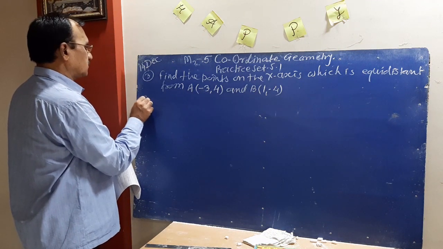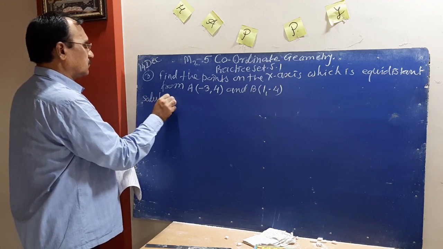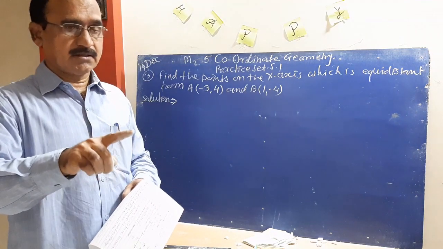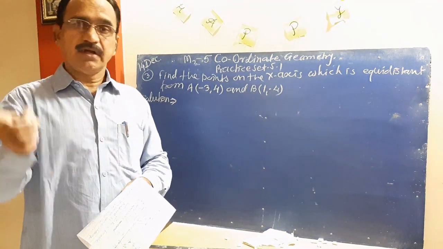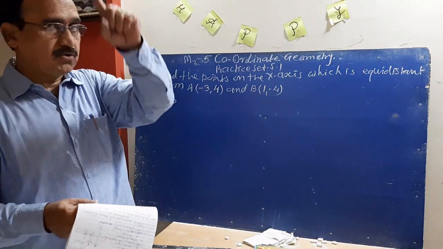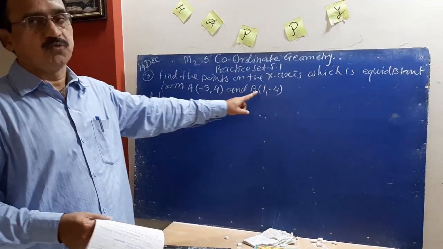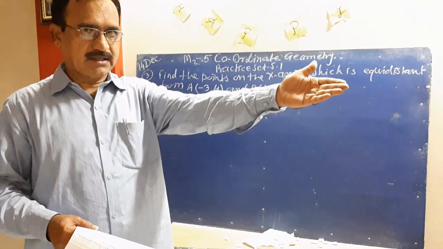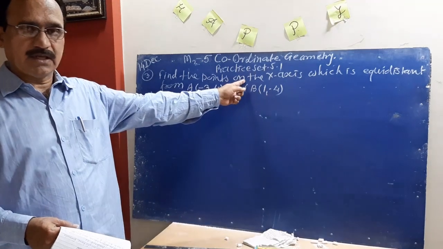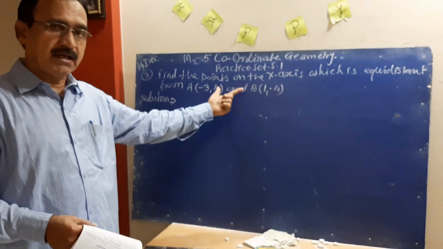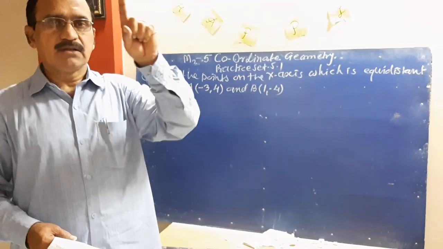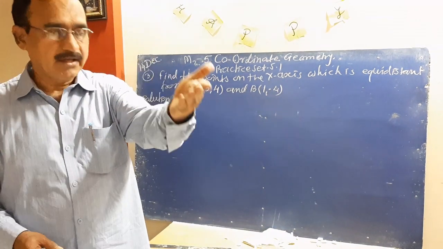What we have to find here? The coordinates on the x-axis. Where is this point? The point is on the x-axis and that particular point is equidistant from these 2 points. And we have to find the coordinate of the point which lies on the x-axis. What is the meaning of this example? The point lies on the x-axis and these 2 points are equidistant from the point which lies on the x-axis, and we have to find the coordinate of that point.